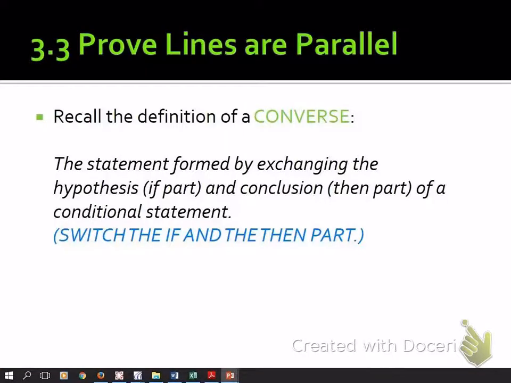All right. First things first, we need to remember what a converse is, right? To create a converse of an if-then statement, you're just going to switch the hypothesis and the conclusion. Remember that the hypothesis is what we need to know to be true, and if the hypothesis is true, then we can conclude the conclusion, the then part.